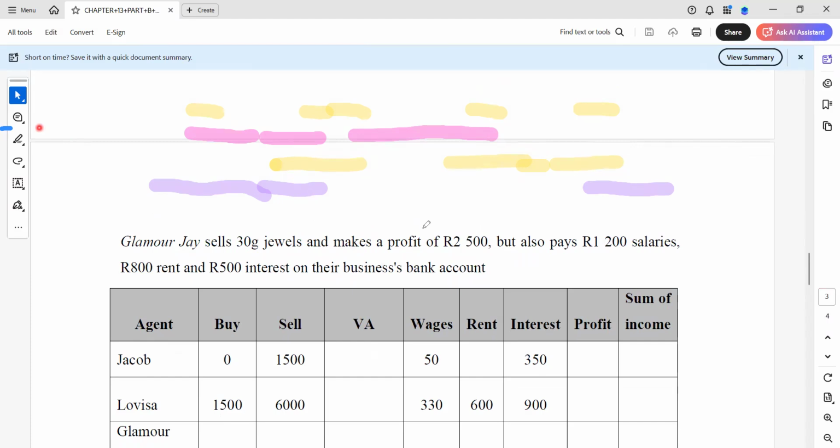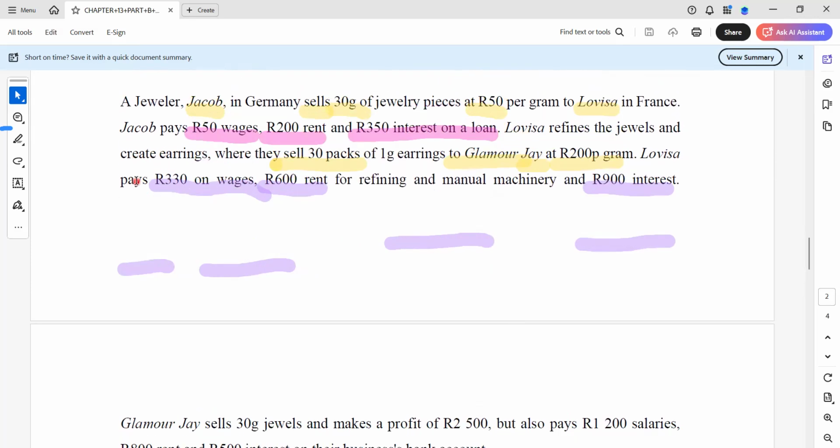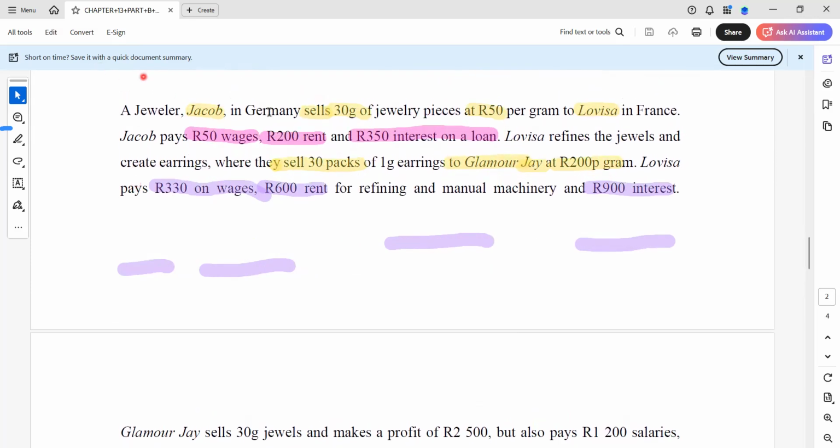But let's just highlight the profit, because this is also one of the remunerations for the factors of production, which is entrepreneurship. This is also the remuneration, and then the rent as well as the interest. The ones highlighted on the page are the figures that we're going to use to calculate the value which is added. And this one is just straightforward.